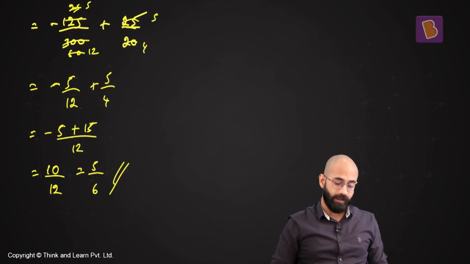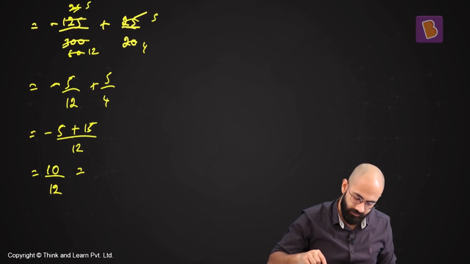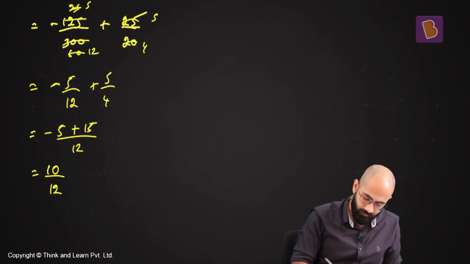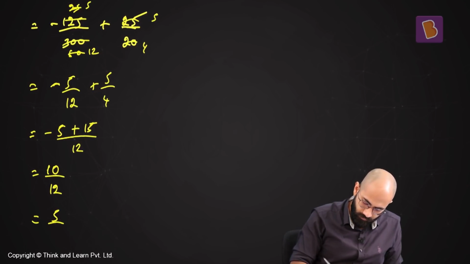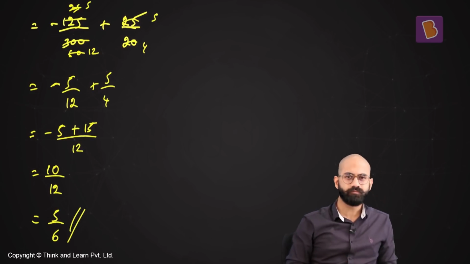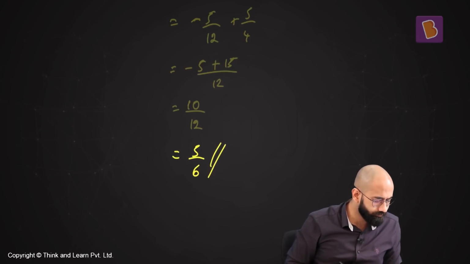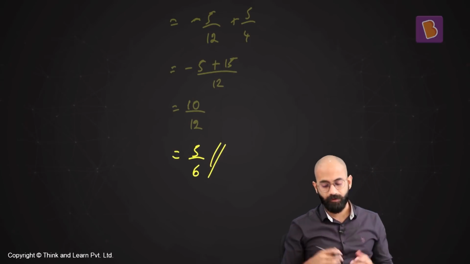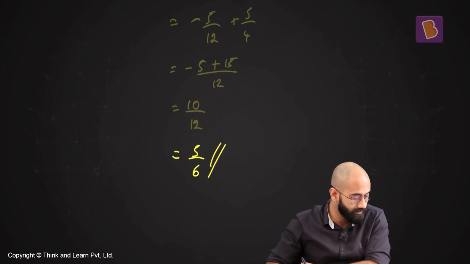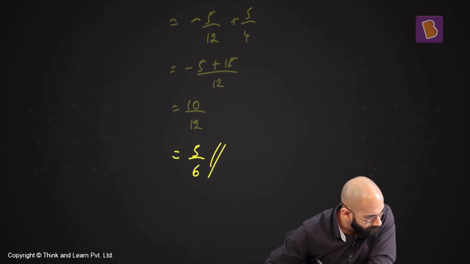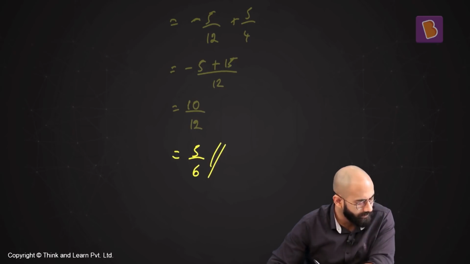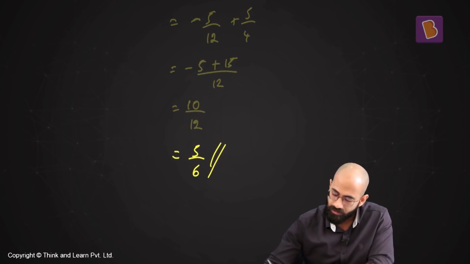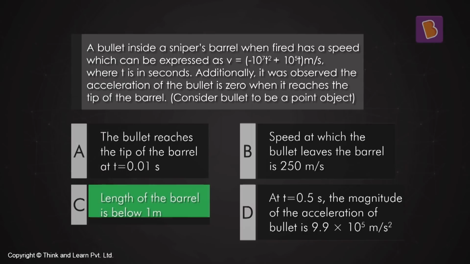Cool. So the final answer we get is 5/6. Right. Now what does the option say? The option says that the length of the barrel is below 1 meter. Now 5/6 is obviously less than 1 meter, right? Correct. Let's check our units. Yes, our units are fine, which means that it is less than 1 meter. So the third option is correct.